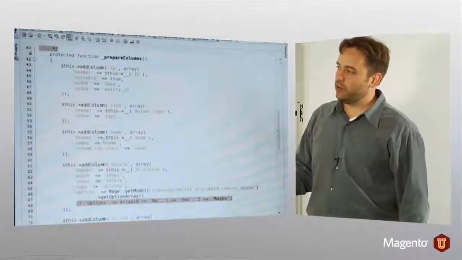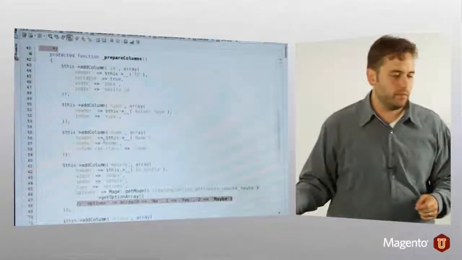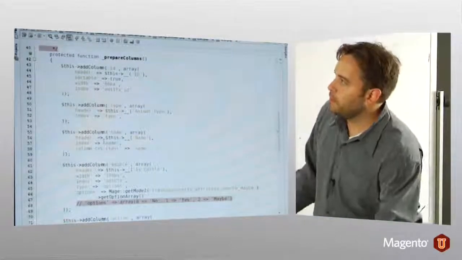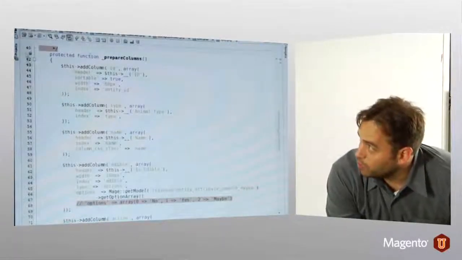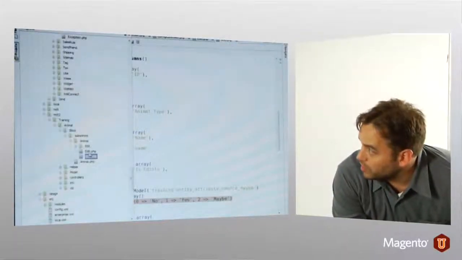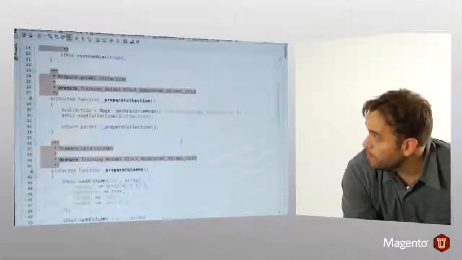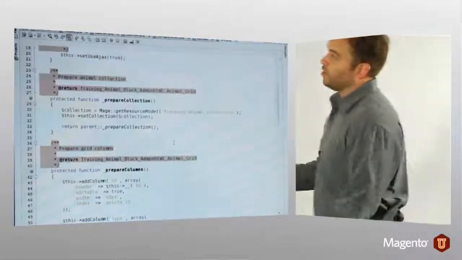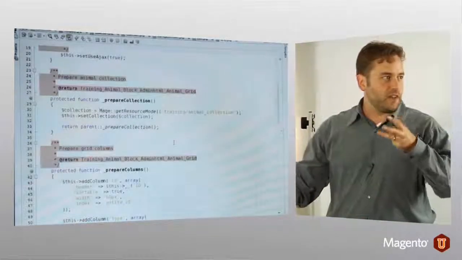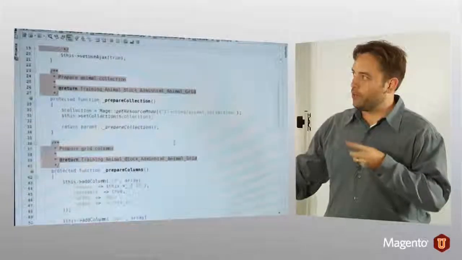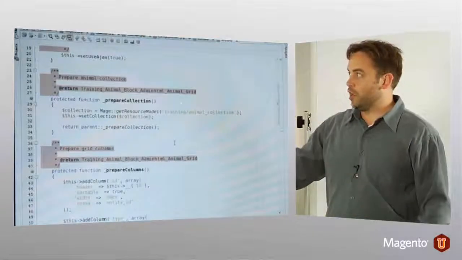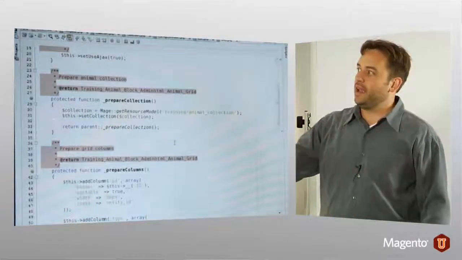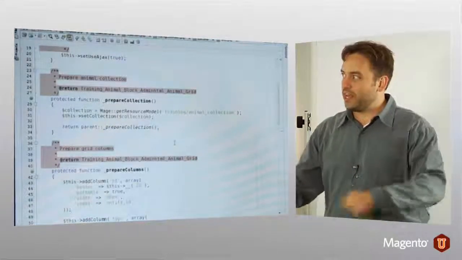Where do those indices come from? Well, in this case, they come from animals. But how do the animals get in there? Well, prepare collection. That's the other method in prepare grid, prepare collection. So we call, in this case, our collection, mage, get resource model, training, animal collection. And we just set it on this object.